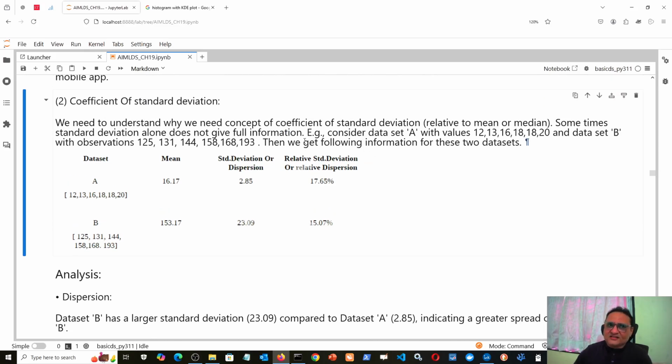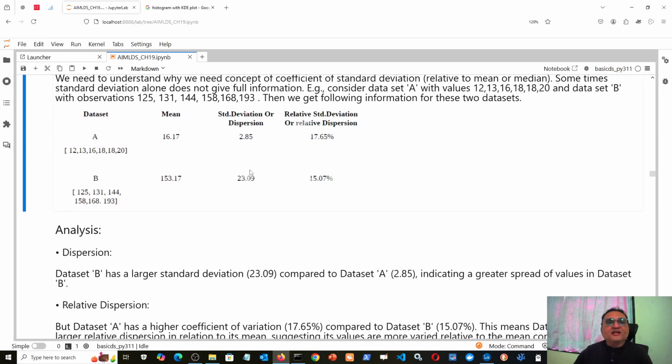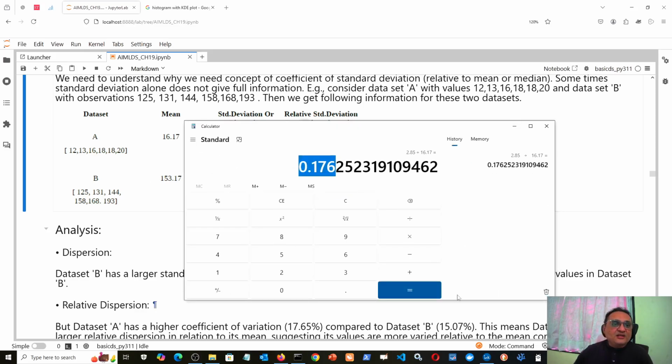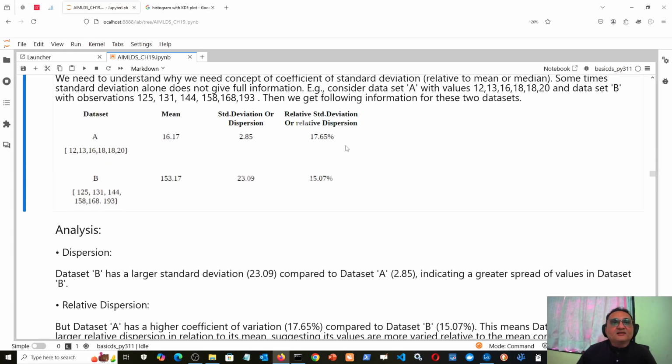Some books or certain applications use the median instead, finding the ratio of standard deviation to median, but that is also called relative dispersion. Similarly, for the second data set the relative dispersion is 23.09 divided by 153.17. Let us find that. 23.09 divided by 153.17 is equal to 0.15, and if you express it in percentage, it is around 15%. Now that is interesting.